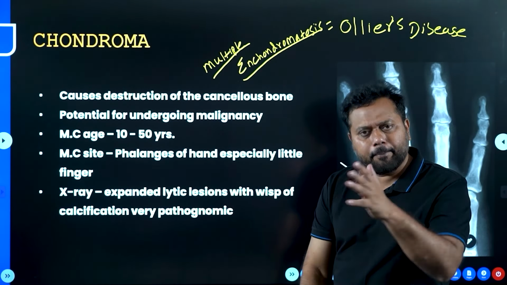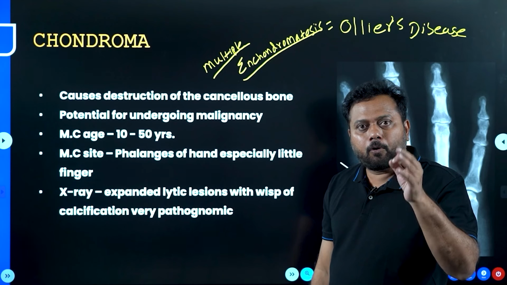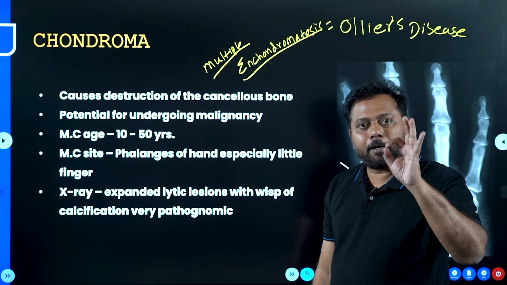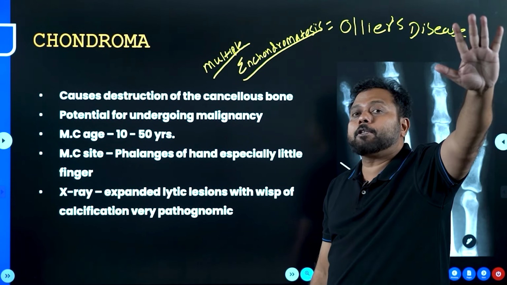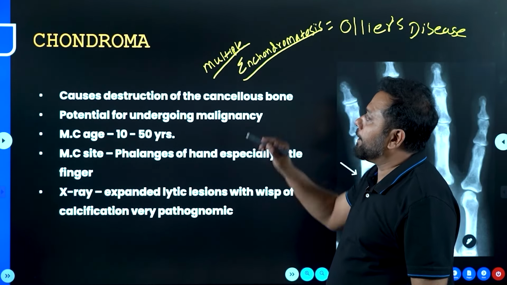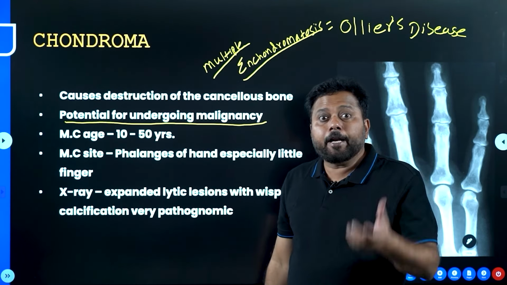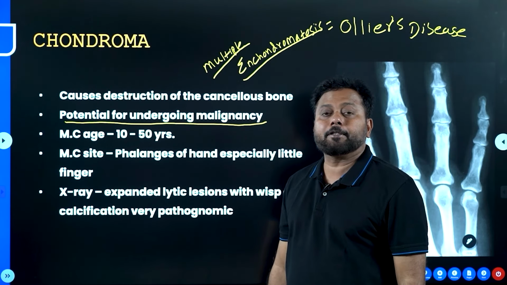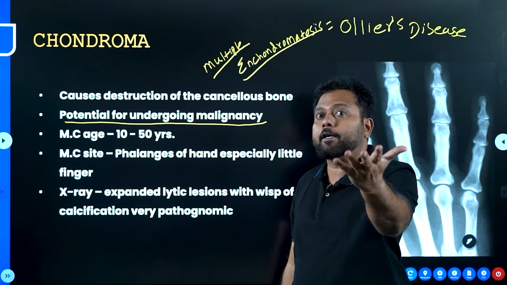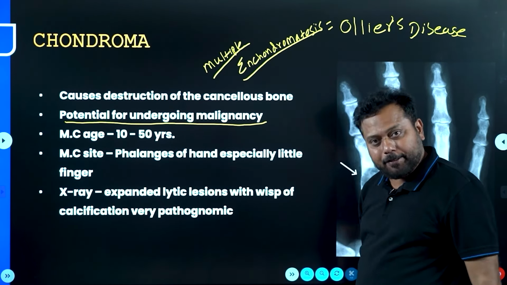Is Ollier's disease good or bad? Very bad. Why? 40% of them will undergo malignancy by 40 years of age. That's what the book says. Multiple enchondromatosis has a high chance of going for malignant change, chondrosarcoma. Solitary enchondroma itself has potential to undergo malignancy, and with Ollier's disease, a very high chance. Out of 100 cases, 40 will go for malignant change.